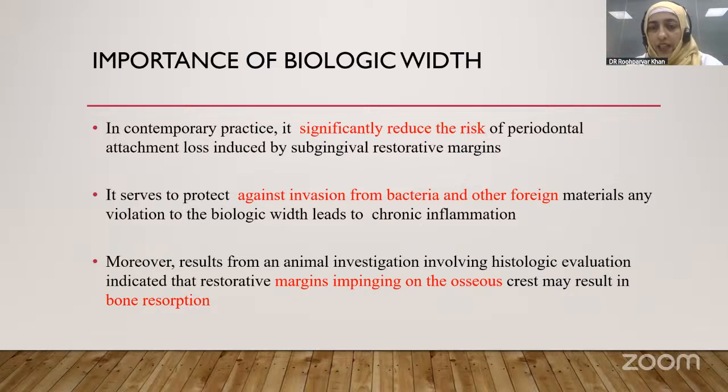So while giving the restoration in a natural tooth, we have to always consider that 0.5 mm subgingivally when we are placing the restorations, there should be at least a minimum gap of 2 mm between the restorative margin and the alveolar crest to maintain the oral hygiene and to maintain the health of gingival and periodontal tissues.